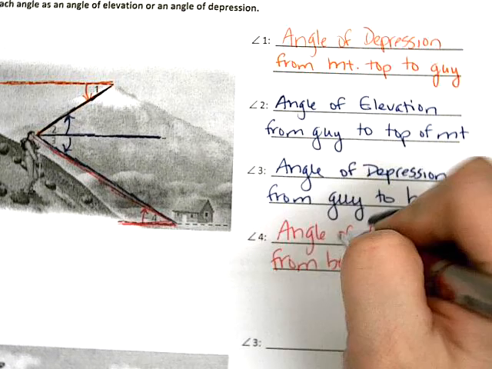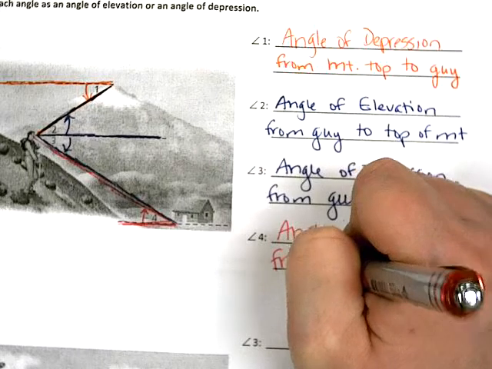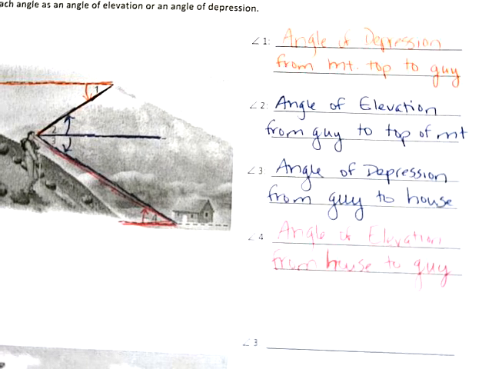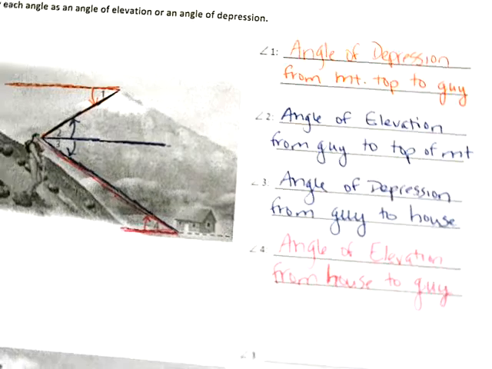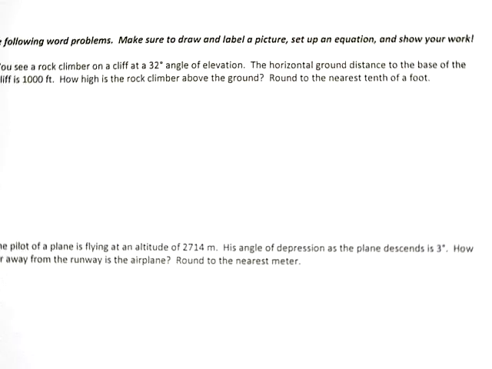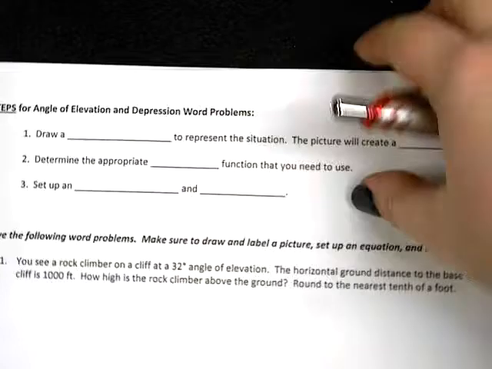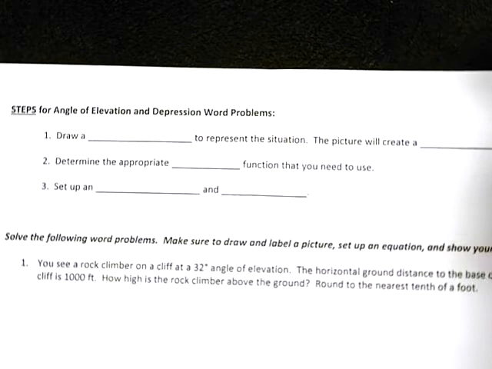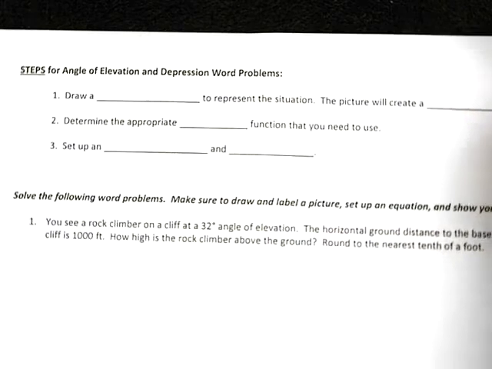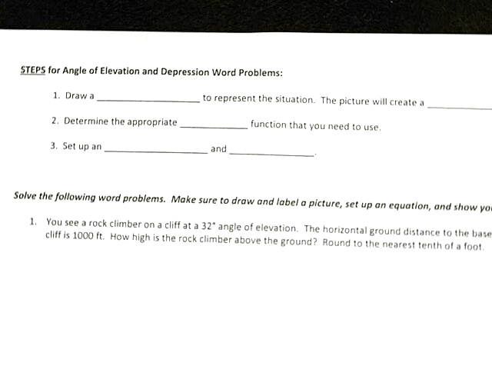All right, that H kind of looks like a B, so let me fix that. My bad, guys. Okay, so moving right along. So we're going to take a look at how to solve these angle of depression and angle of elevation word problems, okay? Everybody always struggles with word problems, so we're going to make a list for ourselves to kind of go through.